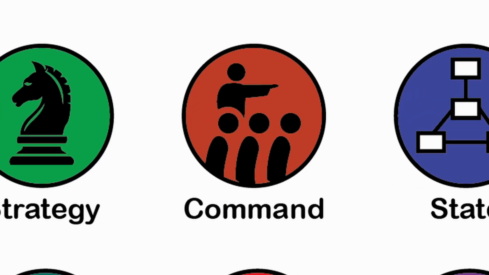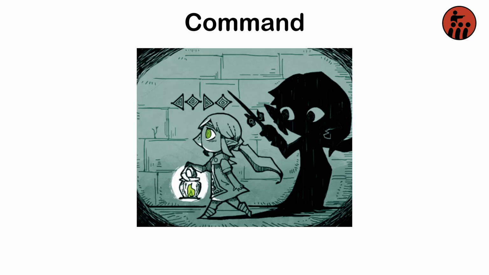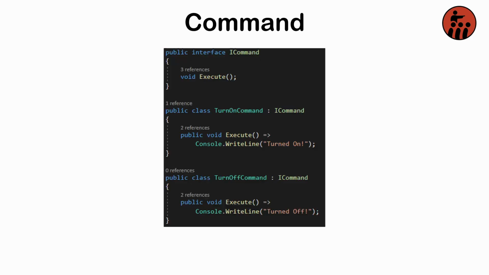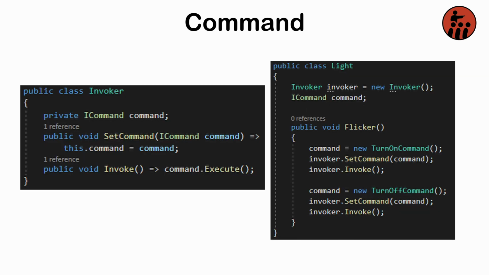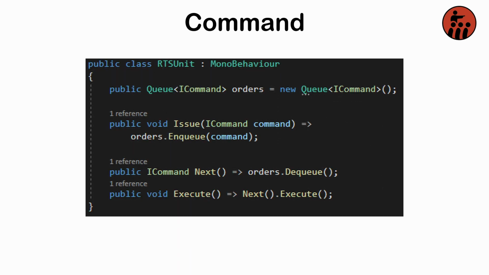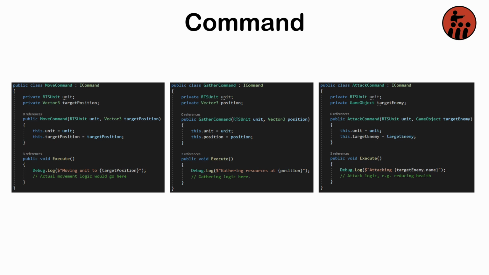The command pattern turns actions into objects by encapsulating them. We start by defining a class or interface, such as ICommand. Typically, this will have an execute method that gets called whenever a command is invoked. Commands can then be gathered together into a collection, such as a queue, where they can be processed in a particular order and at a particular time.